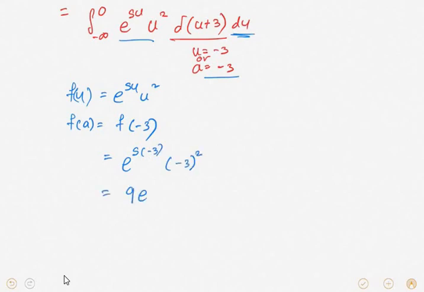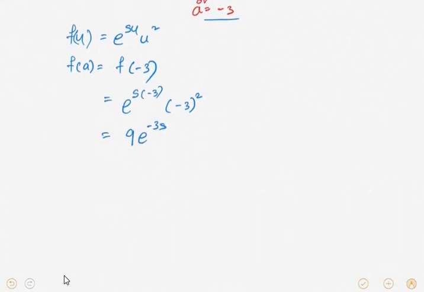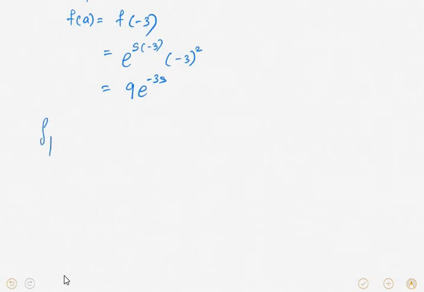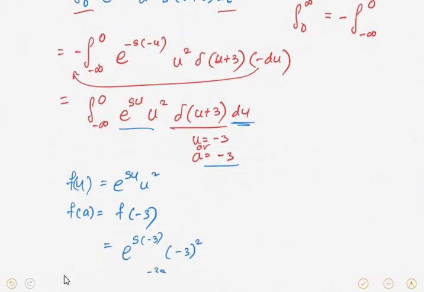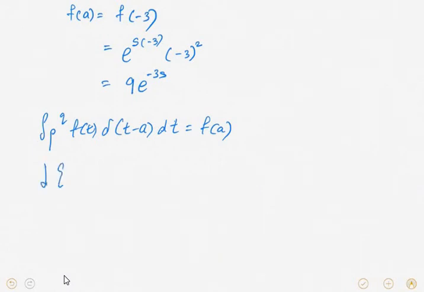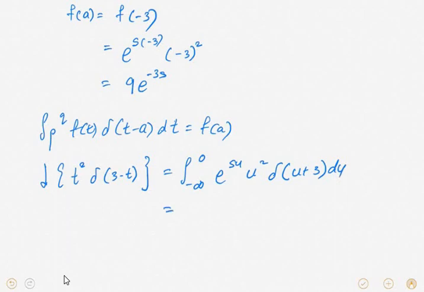So you will have 9 exponent negative 3s. So by using the result of the formula, the integral of f(t) delta(t minus a) dt equal to f(a), we use this. So the answer will be, the Laplace transform of t square delta(t minus 3) should be equal to the integration from negative infinity to 0 of exponent su, u square delta(u plus 3) du, which should be equal to 9 exponent negative 3s.